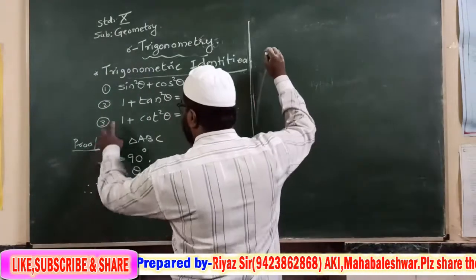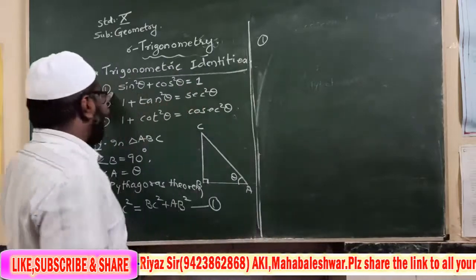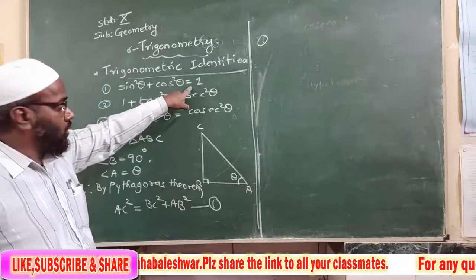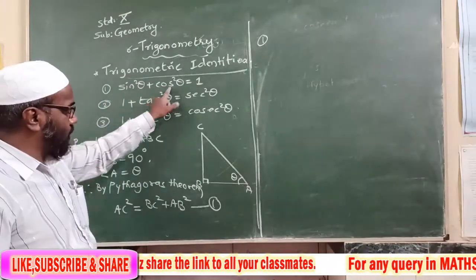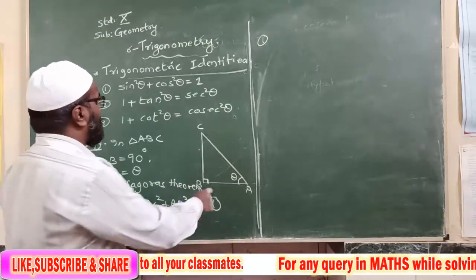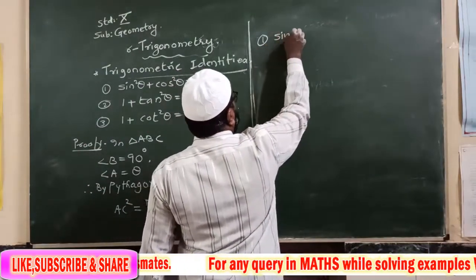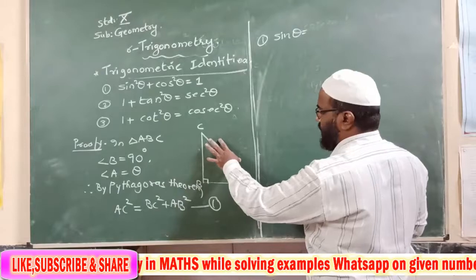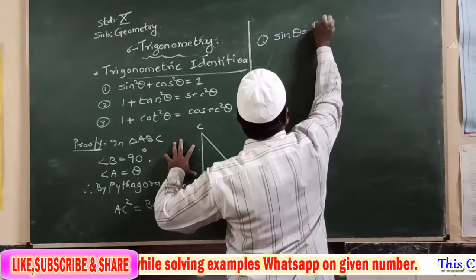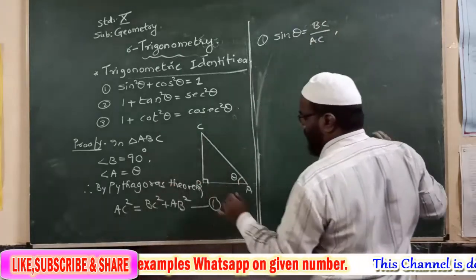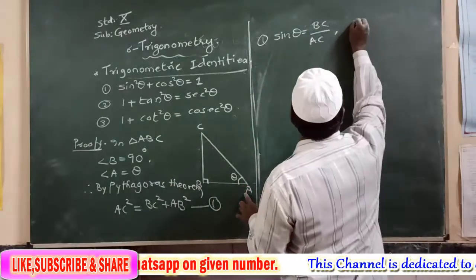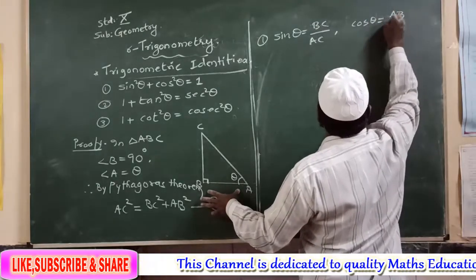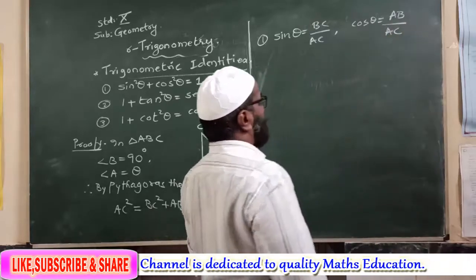Now the proof for the first: sin square theta plus cos square theta is equal to 1. This we have to prove. So first we define the sine ratio and cos ratio for this triangle ABC. The definition of sine theta we have studied: sine theta is nothing but opposite side upon hypotenuse, which is BC upon AC. Then the definition of cos theta: cos theta is equal to adjacent side, which is AB, upon hypotenuse, which is AC.